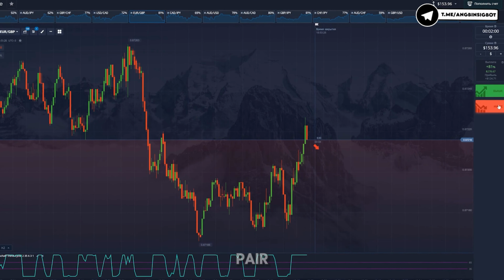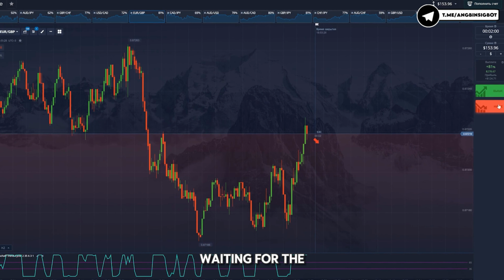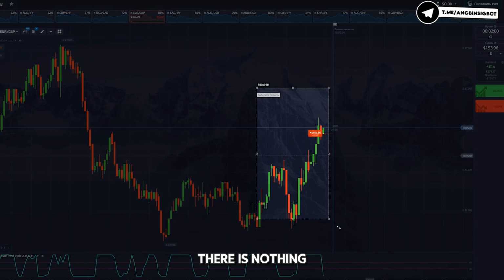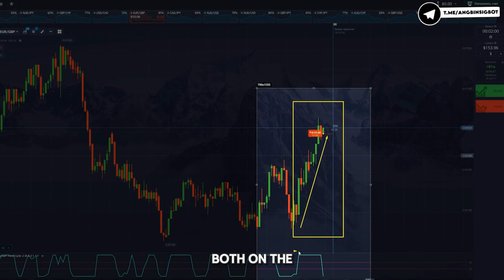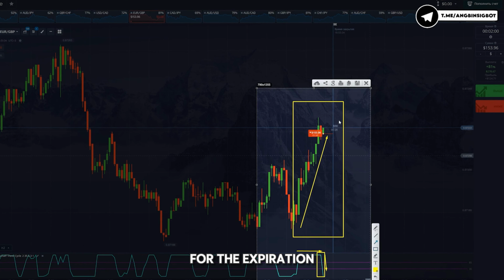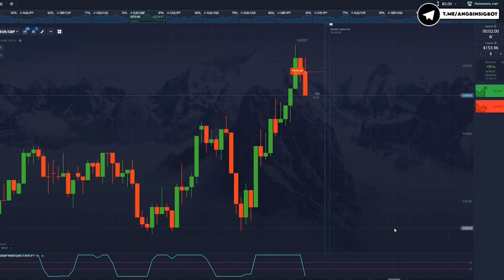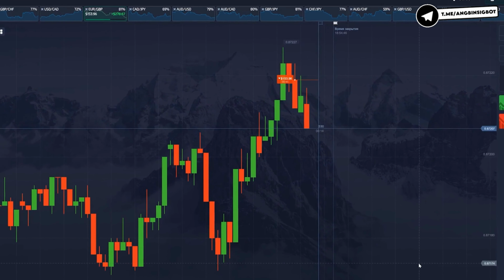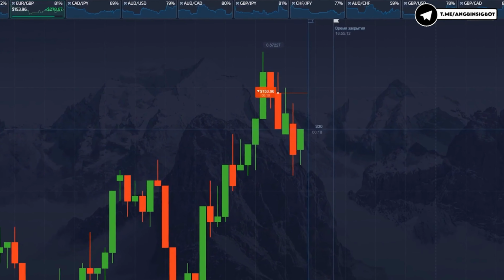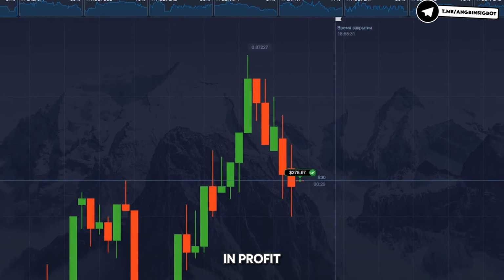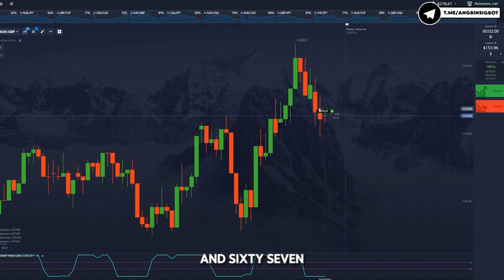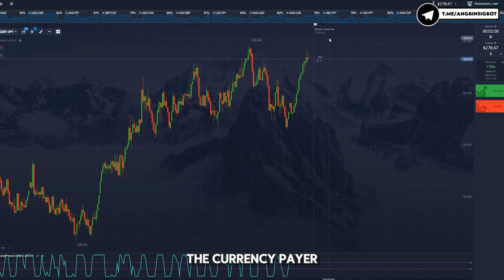Next, I enter the euro-pound pair, following all the rules of the strategy, again waiting for the candle to close and excluding the trade. There is nothing new in this example. The price has been rising for quite a long time, as can be seen both on the chart and in the underlying indicator. There is a signal for a reversal, and let's wait for the expiration to finish. The trade closes in profit and my balance is now $278.67.